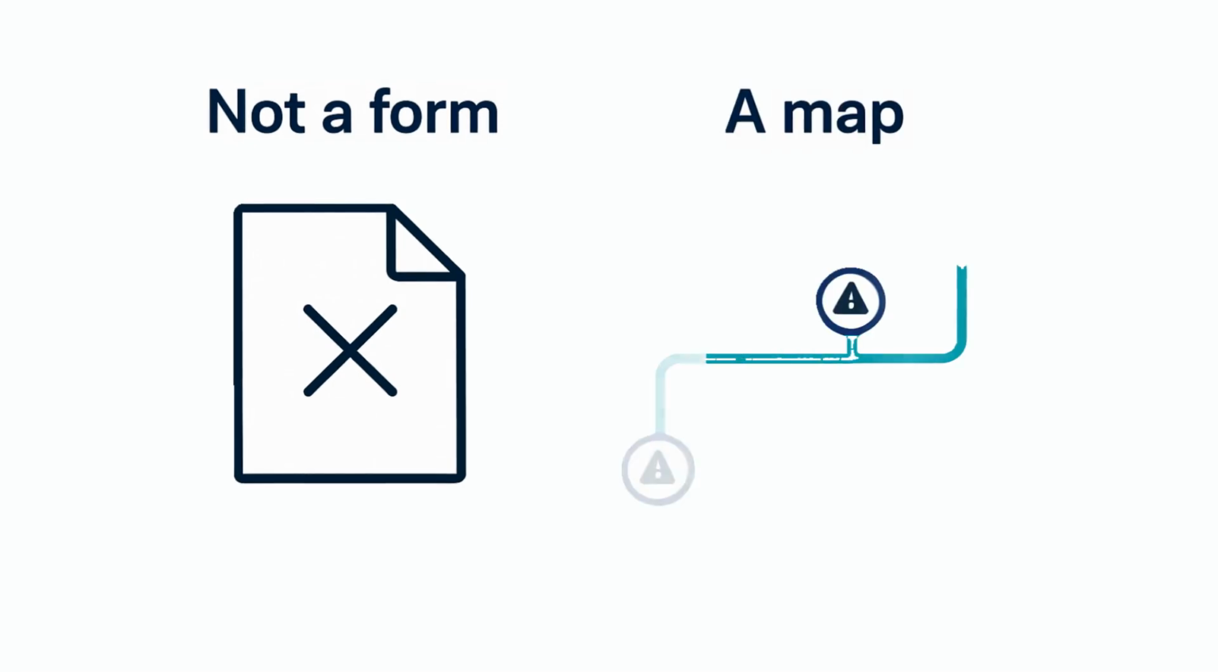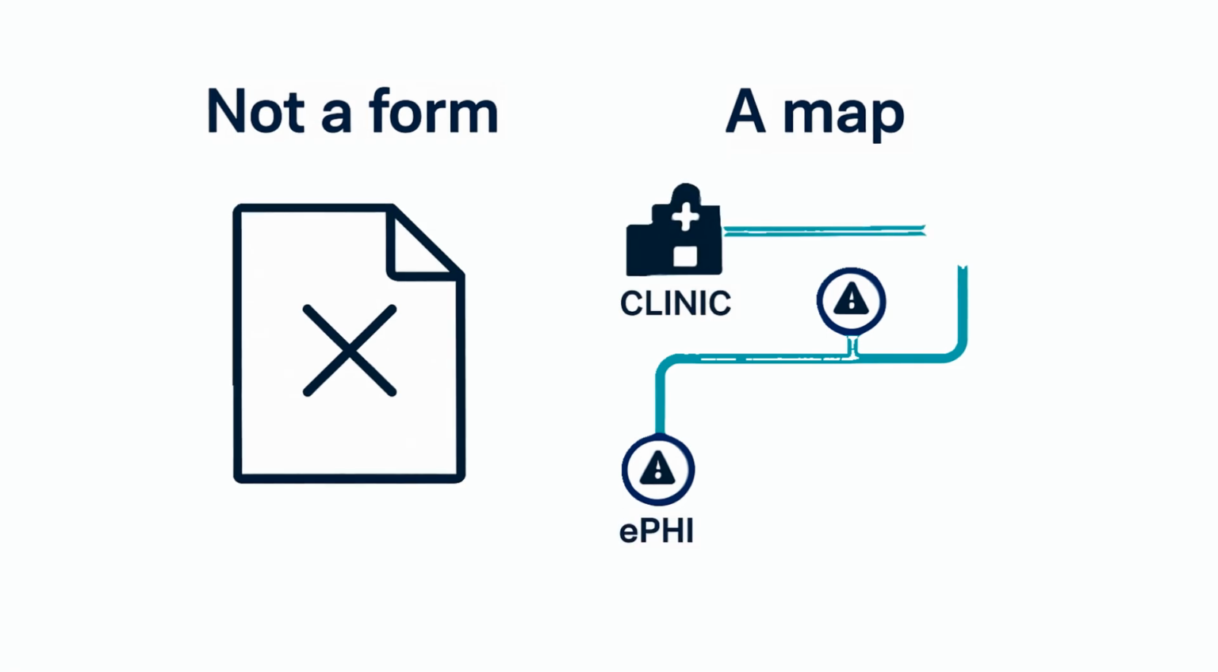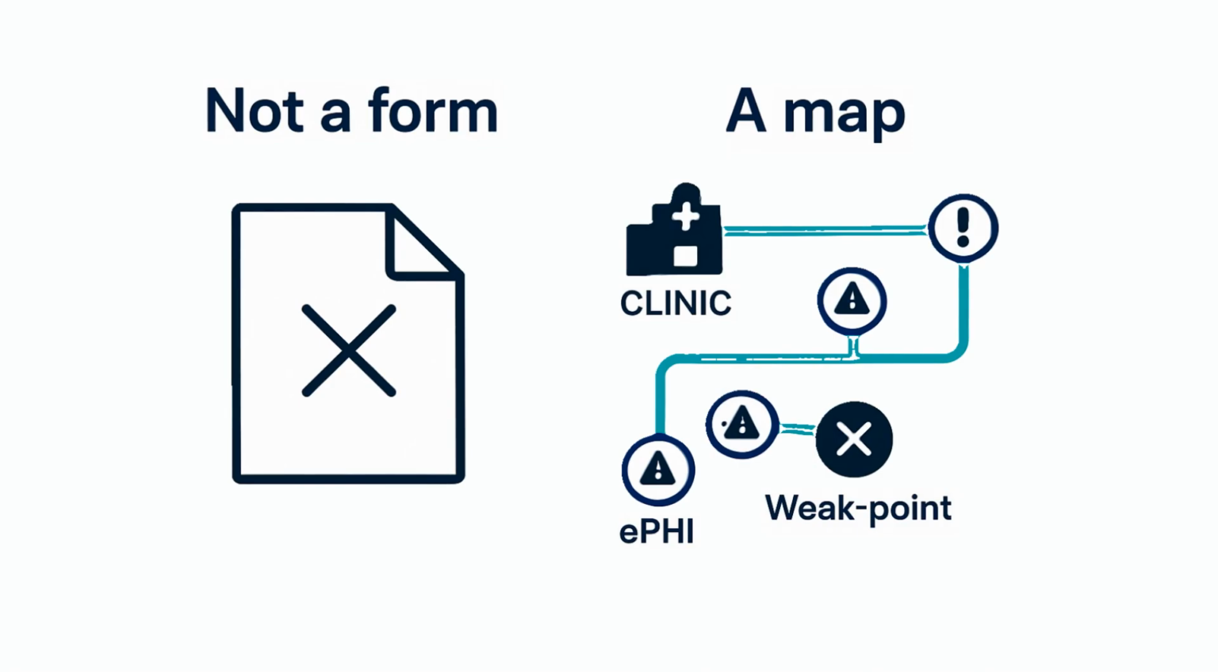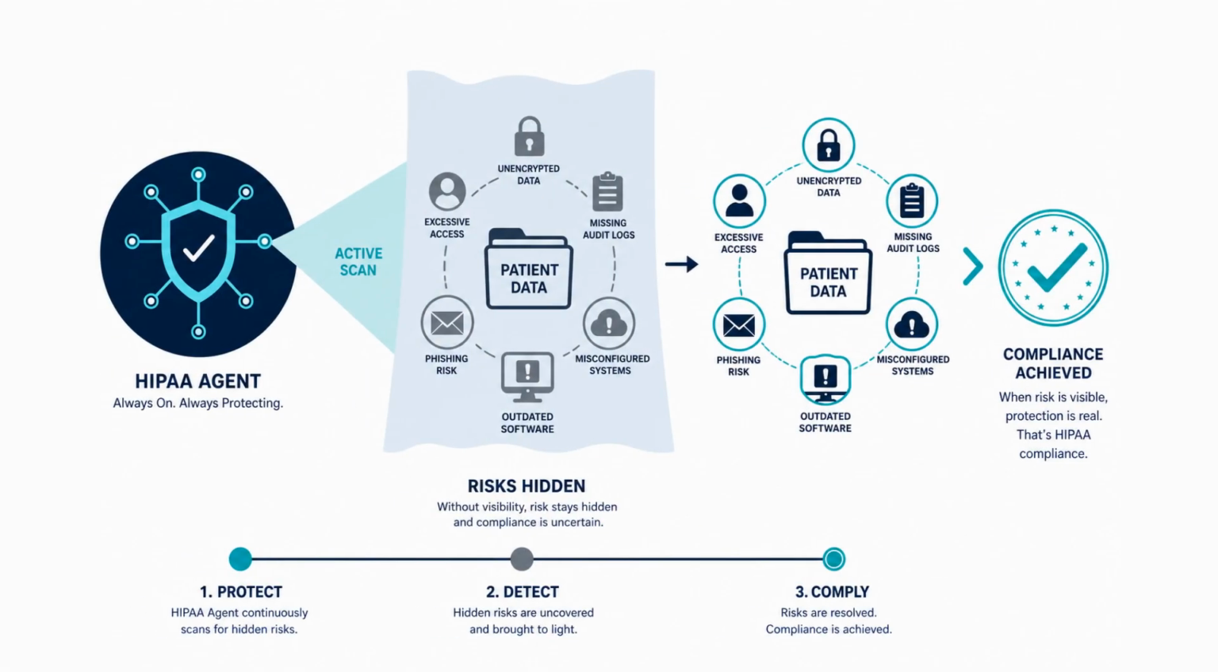So here is the simplest way to remember it. A security risk assessment is not a form. It is a map. It shows where patient data lives, what could threaten it, which weaknesses matter most, and what to fix next. Do it at least annually, update it when your environment changes, and use it to make smarter decisions all year long. Because real HIPAA compliance starts the moment risk stops being invisible.